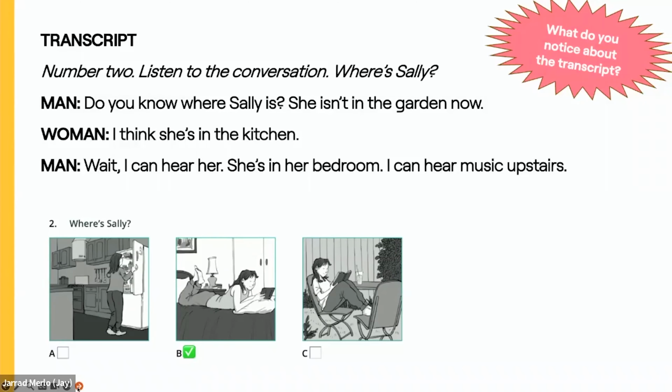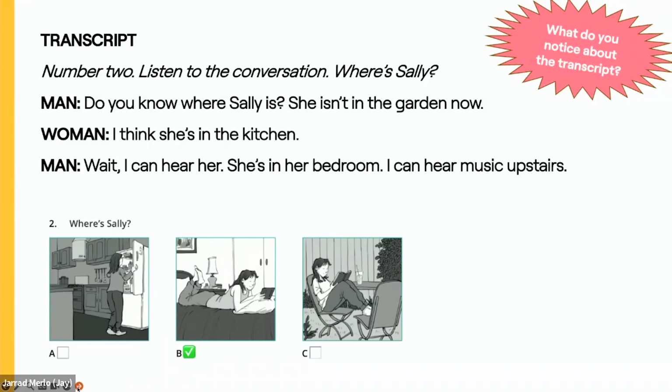Okay, somebody said all three places were mentioned. That's well observed. They're called distractors, exactly. So every place was mentioned. It wasn't just one place. That'd be too easy, right? It was also very slow and simple language. There was a negative in there. She isn't in the garden now.